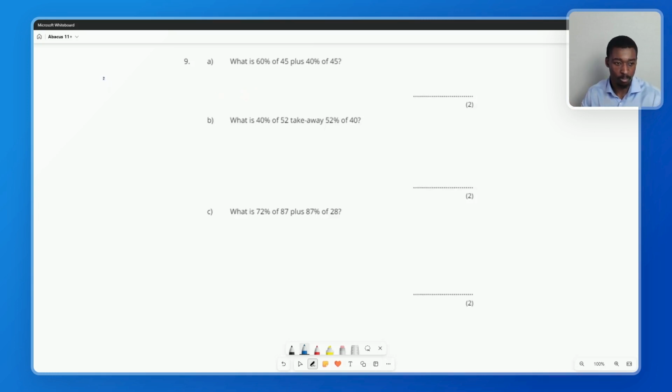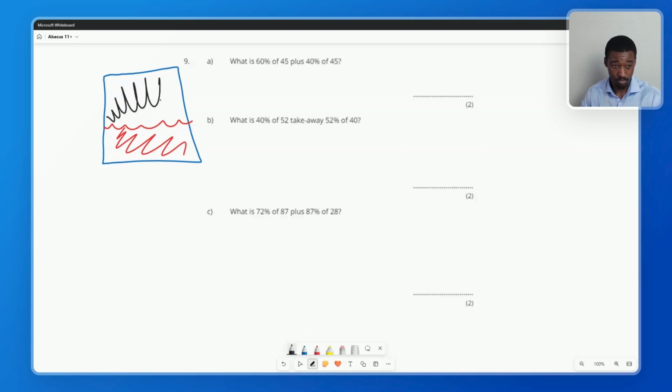If we have a bottle and we're told to work out what 40% of that bottle plus 60% of that bottle equates to, well, it's just going to be the full bottle, because 40% and 60% makes 100%. So without doing a single line of working, if you zoom out and see what's going on, we should know the answer here is 45.